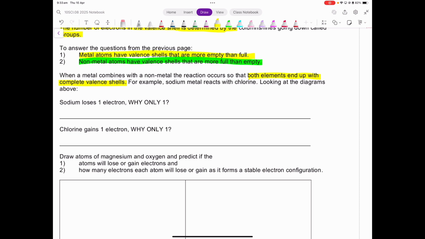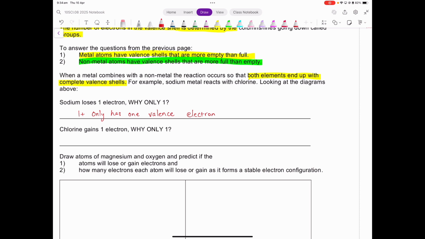Because it's in group 1. And what is the same for all things in group 1? What do they have? Great. One electron in the outer shell. So sodium only loses one electron. Why only one? It only has one valence electron. It only has one electron in its outer shell.